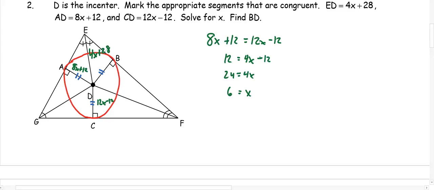Now, once I know that x equals 6, remember again that BD is that third segment. So it's congruent to AD or it's congruent to CD. So it doesn't matter which of the two we use to solve for BD. So this time let's use the CD side. So we have 12 times 6 minus 12. Well, 12 times 6 is 72 minus 12 gets us 60.